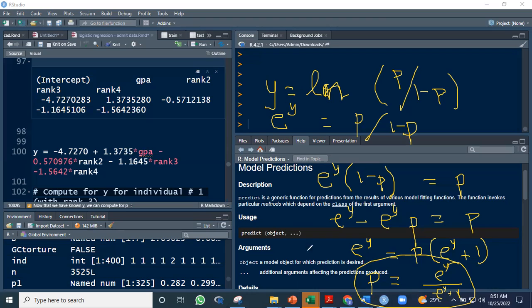Are you copying this, class? So, clear ba yung pag-compute ng p, kung alam natin yung y? Kasi directly ang mako-compute natin si y, yung log odds ratio. Kasi yun yung model natin, di ba? So we will have to convert y into p, and the formula for that is p is equal to e to the y over e to the y plus 1.